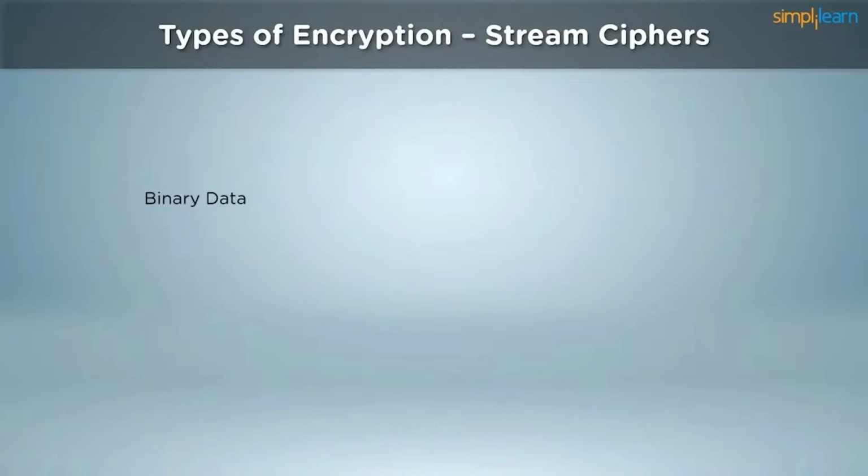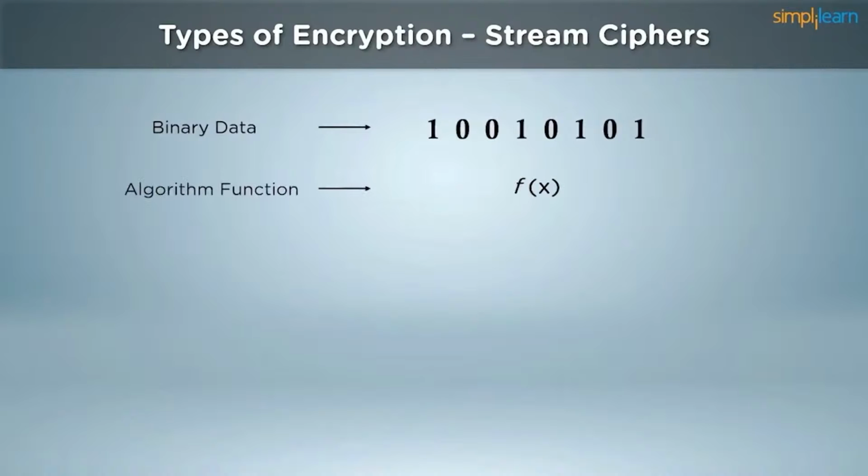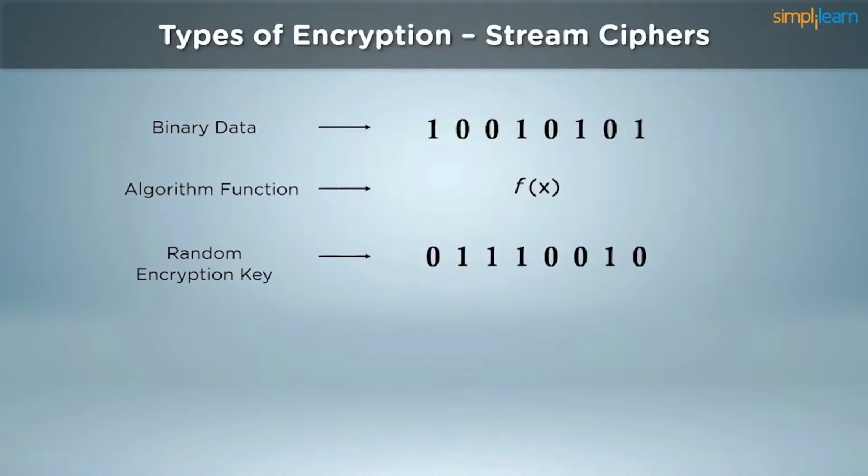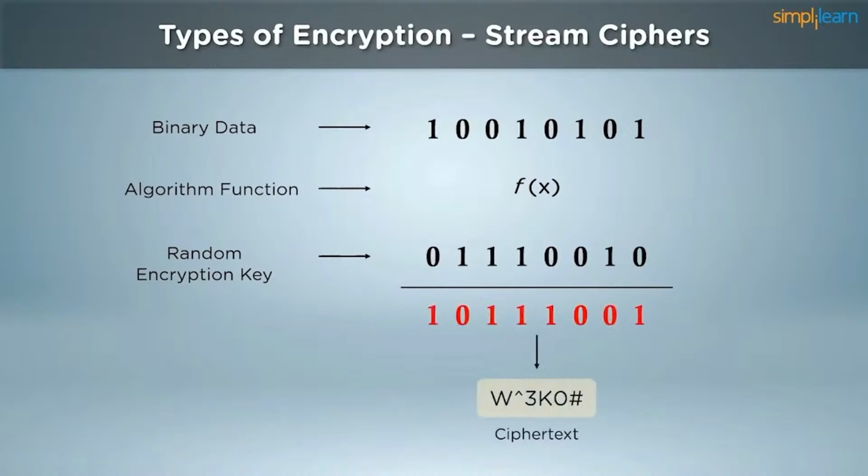The binary data can be passed through an algorithmic function. It can have either XOR operations, as it is most of the time, or any other mathematical calculations that have the singular purpose of scrambling the data. The encryption key is generated using the random bitstream generator, and it acts as a supplement in the algorithmic function. The output is in binary form, which is then converted into the decimal or hexadecimal format to give our final ciphertext.